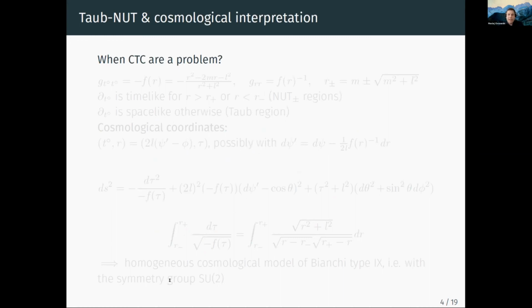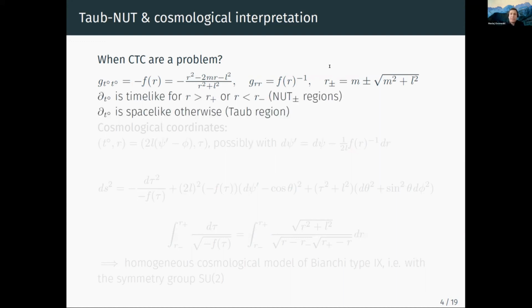But of course, those regions are not ubiquitous, and we can find some regions of the spacetime where the vector d over dt changes its character from time-like to space-like, and the same happens to the vector field d over dr. It changes from space-like to time-like, and this happens precisely in the region between horizons.